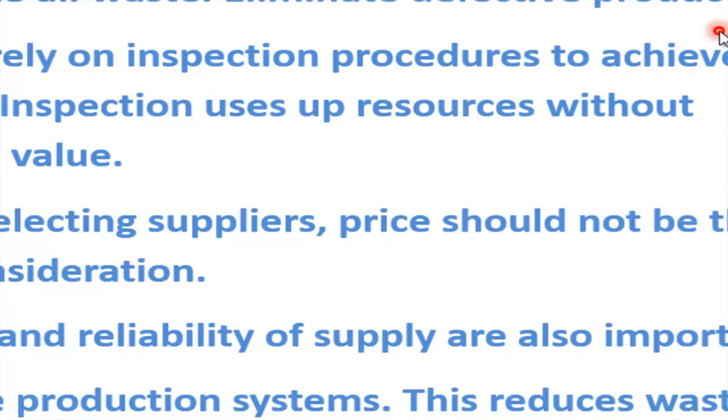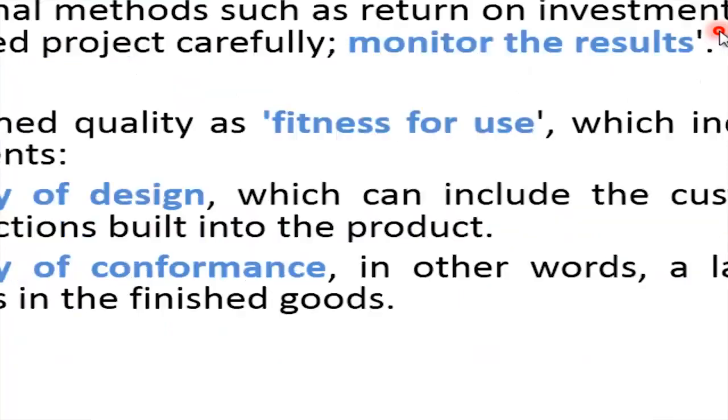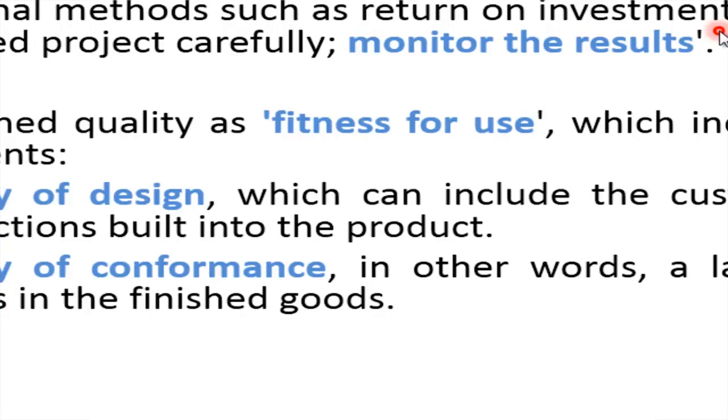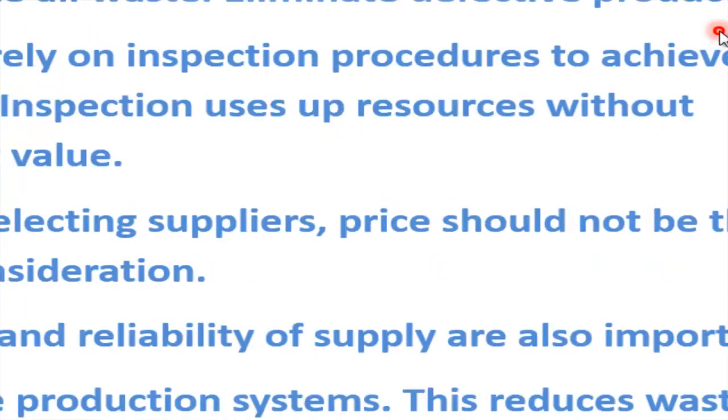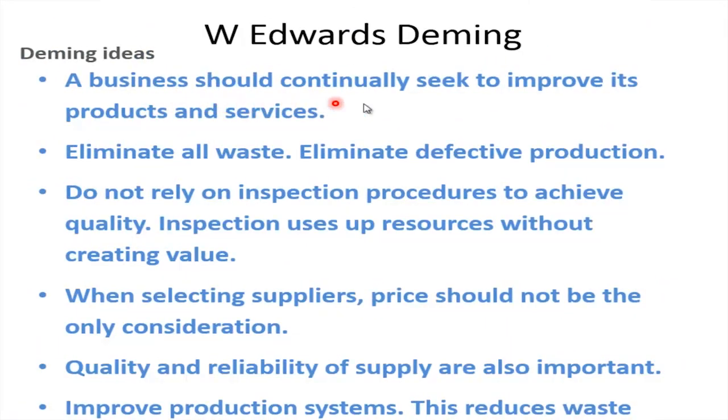Some prominent people have given some ideas. Those are taken from some books. Here, Joseph Juran, Philip Crosby, and W. Edwards Deming have given some ideas that you can refer to. Deming's ideas: a business should continually seek to improve its products and services.